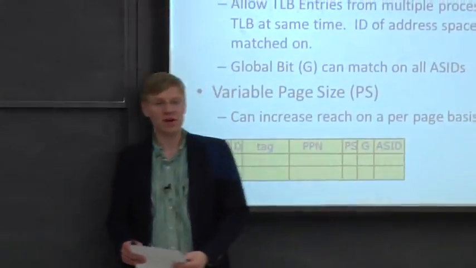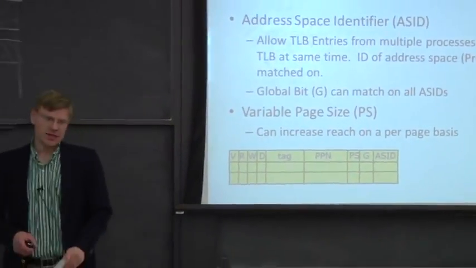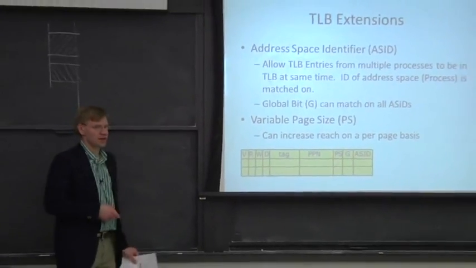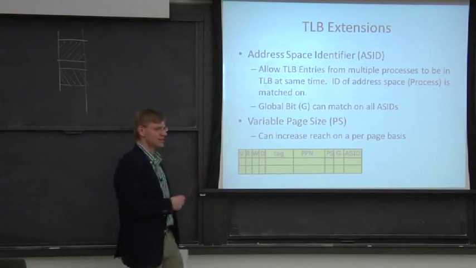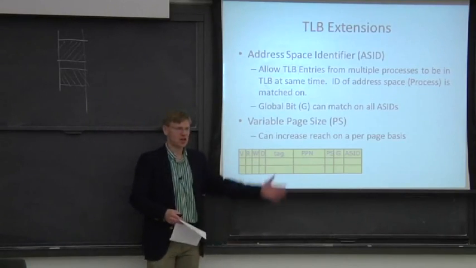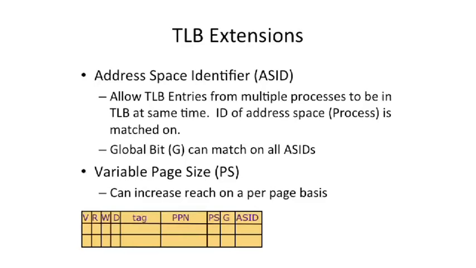A lot of architectures have something like an address space identifier these days. And some architectures will actually have an address space identifier that's hidden from the operating system or the programmer, and the hardware tries to figure it out itself. So it's not architecturally visible, but the microarchitecture effectively has address space identifiers.